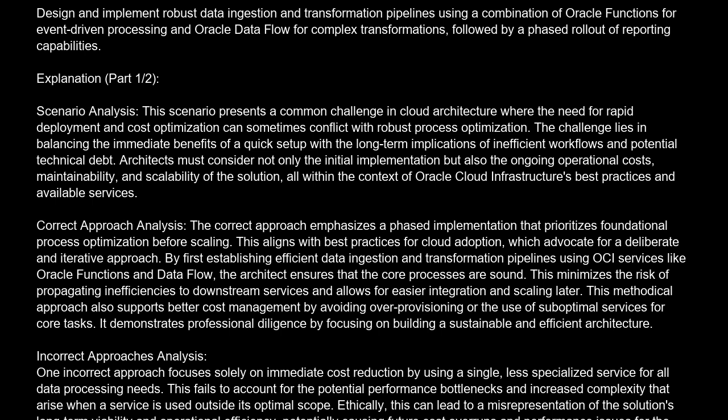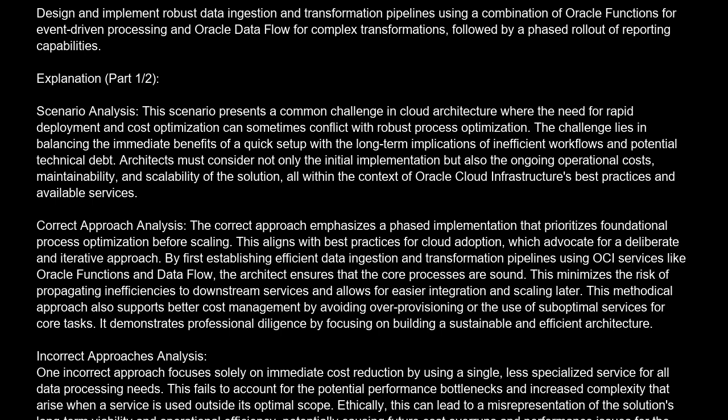Explanation. Scenario analysis. This scenario presents a common challenge in cloud architecture, where the need for rapid deployment and cost optimization can sometimes conflict with robust process optimization. The challenge lies in balancing the immediate benefits of a quick setup with the long-term implications of inefficient workflows and potential technical debt. Architects must consider not only the initial implementation, but also the ongoing operational costs, maintainability, and scalability of the solution, all within the context of Oracle Cloud Infrastructure's best practices and available services.